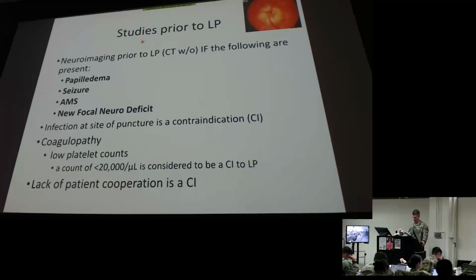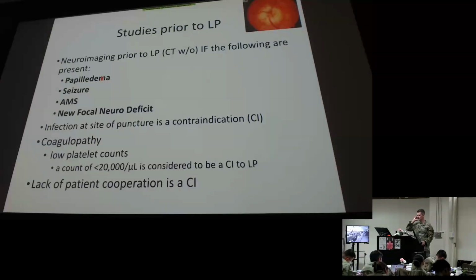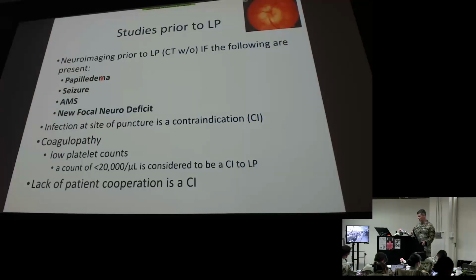All right, this is important, both in testing and in real life. Get neuroimaging, a CT without contrast, prior to an LP if any of the following things are present. What we're looking for is making sure there's not increased pressure on the brain, because as soon as we poke into that spine, pressure starts to get relieved, and the brain can start to herniate down and out. It's not like a squirt and everything shoots out. It's a very small, very slight movement.